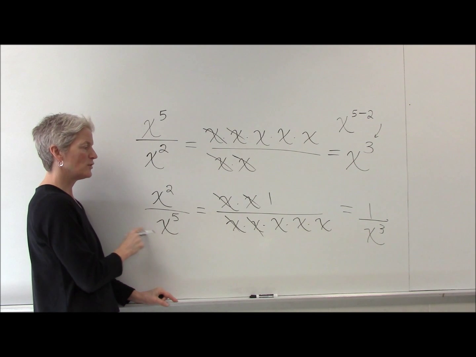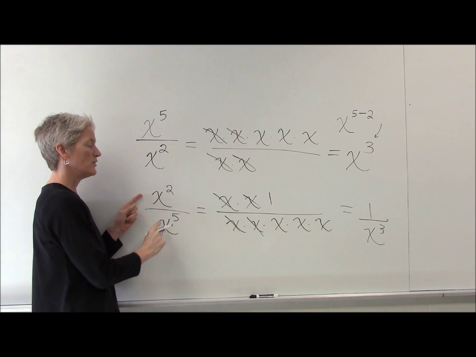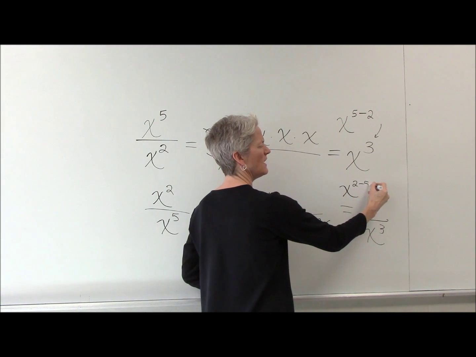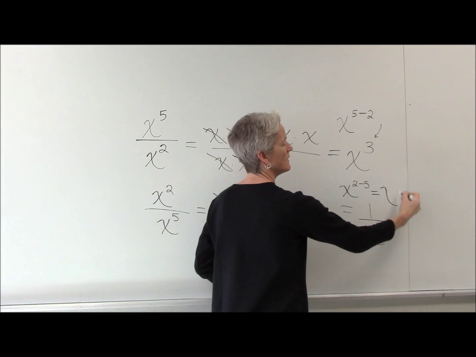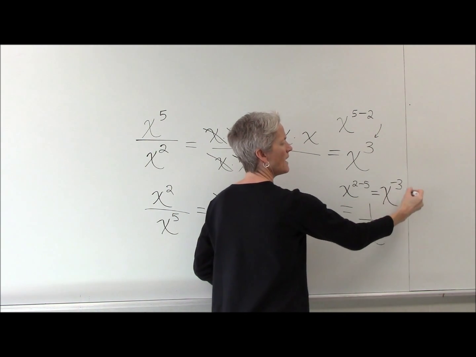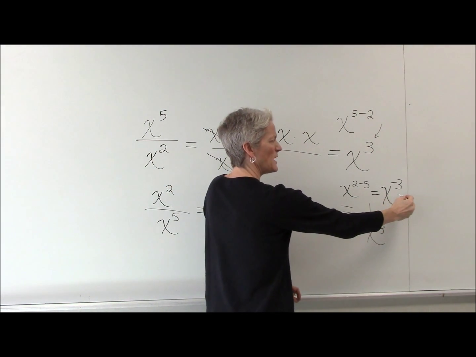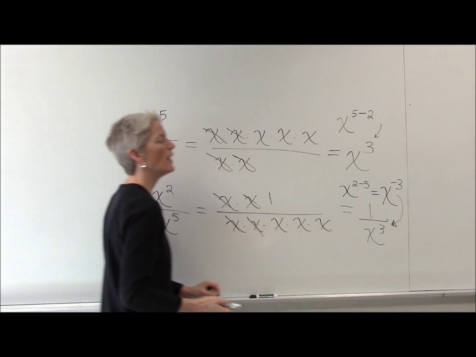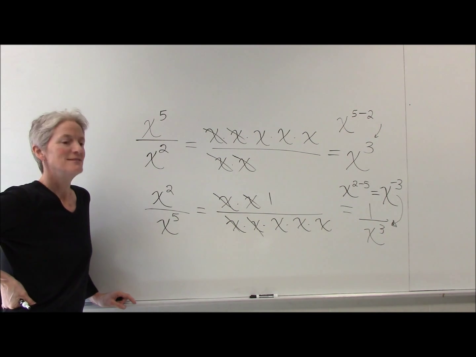Hey, can I use my cool little trick? Yeah, sure, let's do it. So this is going to be x to the 2 minus 5. Oh, hold on. What is 2 minus 5? X to the negative third? What? Ah, so I guess x to the negative 3 must mean the same thing as 1 over x cubed. Yes, in fact it does.